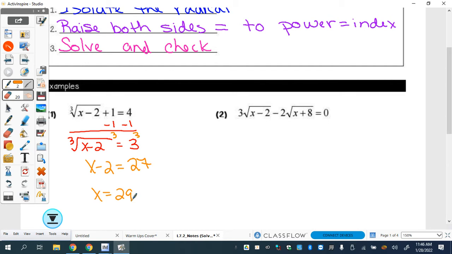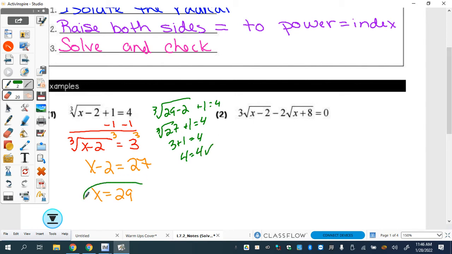With radical equations, you definitely need to check because a lot of times answers end up getting rejected. So I'm just going to plug in my 29 quick, see if it does, in fact, work out. Underneath my cube root there, I get the cube root of 27. Cube root of 27 is 3. So 3 plus 1 is 4. So that does check out. Our answer is good. So get the radical by itself, raise it to the power, solve, and check.